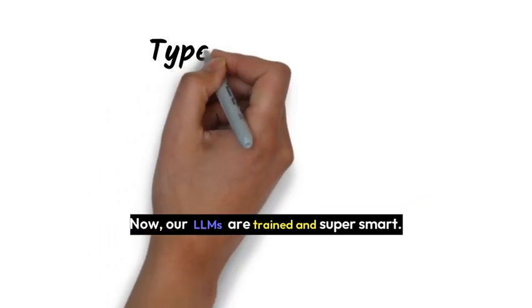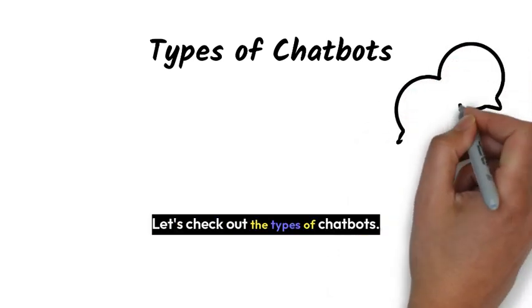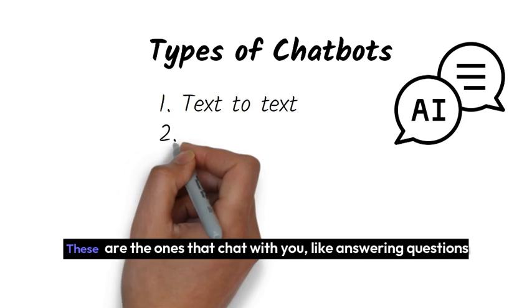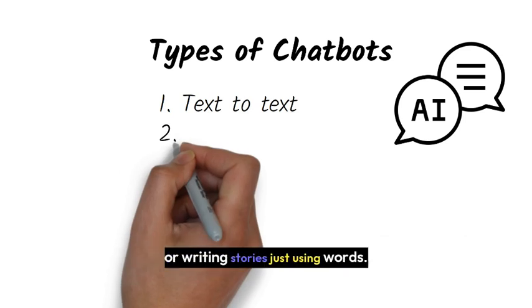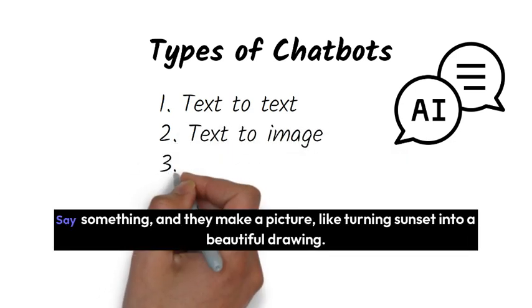Now, our LLMs are trained and super smart. What can they do? Let's check out the types of chatbots. First, we've got text-to-text models. These are the ones that chat with you, like answering questions or writing stories, just using words. Then there's text-to-image. Say something, and they make a picture, like turning a sunset into a beautiful drawing.